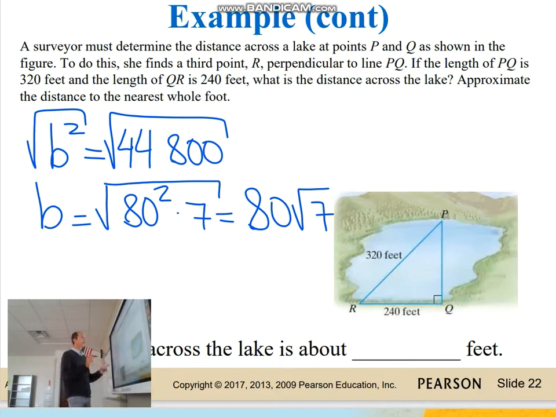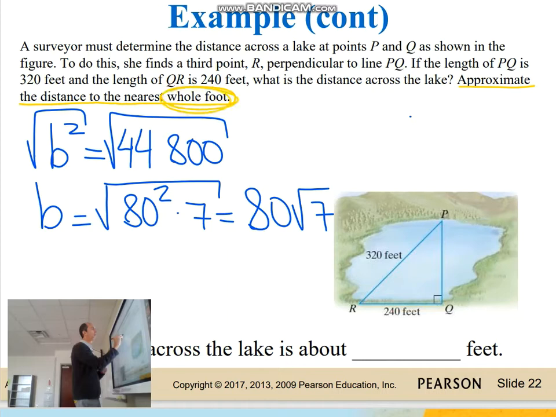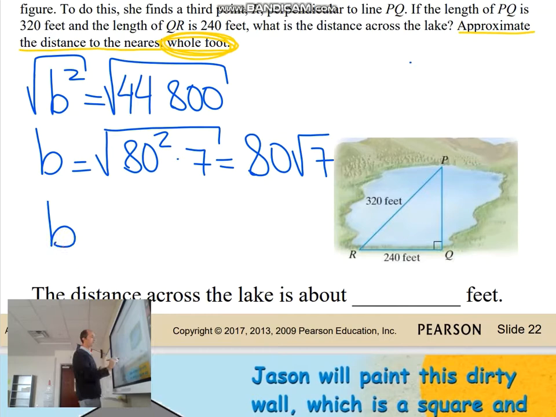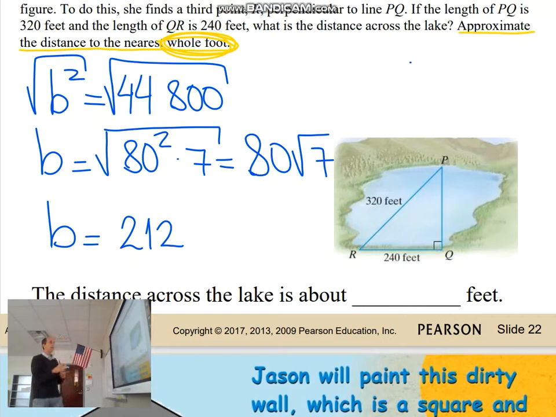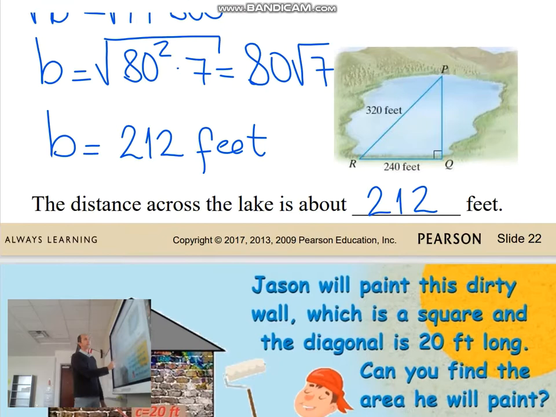But the question is not asking about the exact answer. Look at the question. Approximate the distance to the nearest foot. So let's find, and yes, use your calculator. Type in your calculator 80 times square root of 7, and you're going to find 212 point something, but the question just asks for the nearest foot, so the answer is 212 feet. Okay, the distance across the lake is about 212 feet. That's the right answer. And that ends section 7.6.